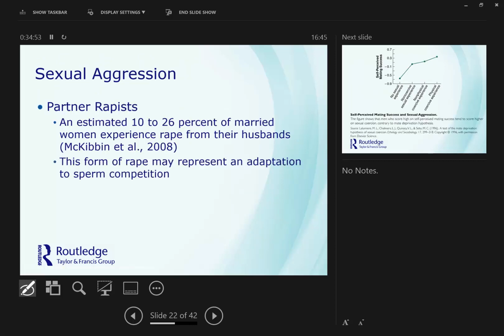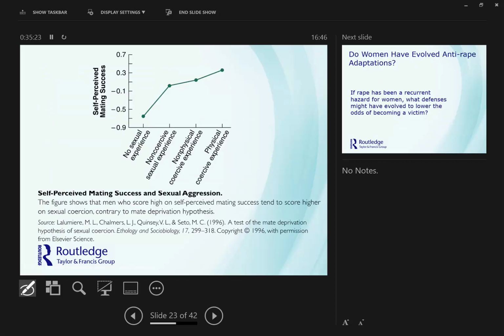Partner rapists, right? So somewhere between 10 and 26% of married women have been raped by their husbands. That's a pretty high number, right? I mean, you think about like 1 in 4 almost. This again is that sort of sperm competition idea. It actually is quite recent that married women can actually be raped by their husbands, right? In some states, for a long time, this was not something that was considered criminal. So, kind of a bad situation.